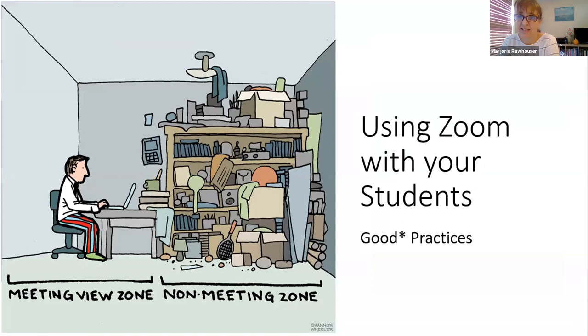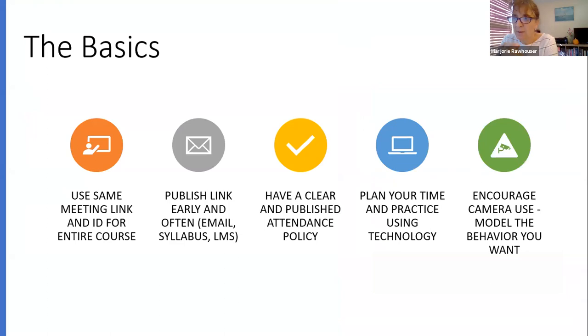And the basics are a few things. First of all, I would say use the same meeting link and ID for the entire course. I set up my course ahead of time, and I make it a recurring meeting, and I give it a name, like STEM 213, section 002, fall 2020. And then I think publish that link early and often. Email it to your students, put it in your syllabus, post it on the LMS, email it again, post an announcement again, reminding them, so they have no worries about finding out how to get onto your course.